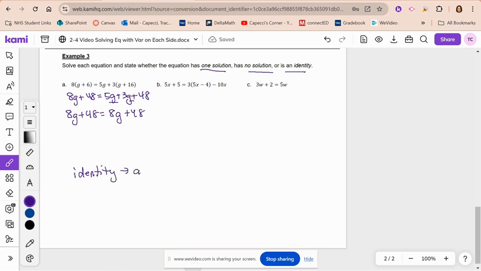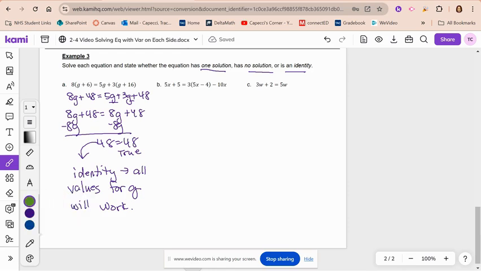This means all values for g, that's the variable we're working with, will work. But let's just say I kept going. I would always move the variable first. And you have 48 is equal to 48, which is true. When it's a true statement, everything works. Okay? Let's look at our next one.